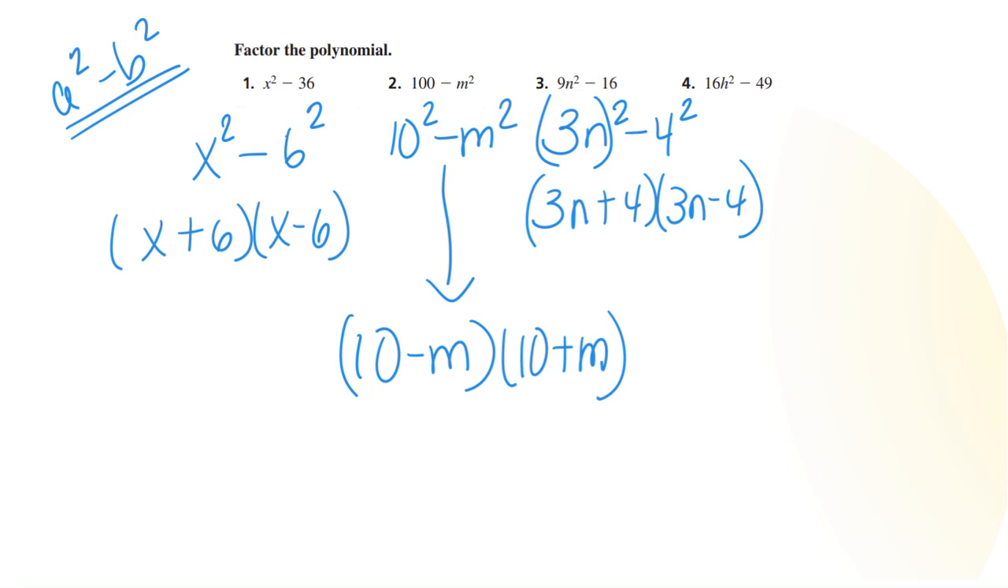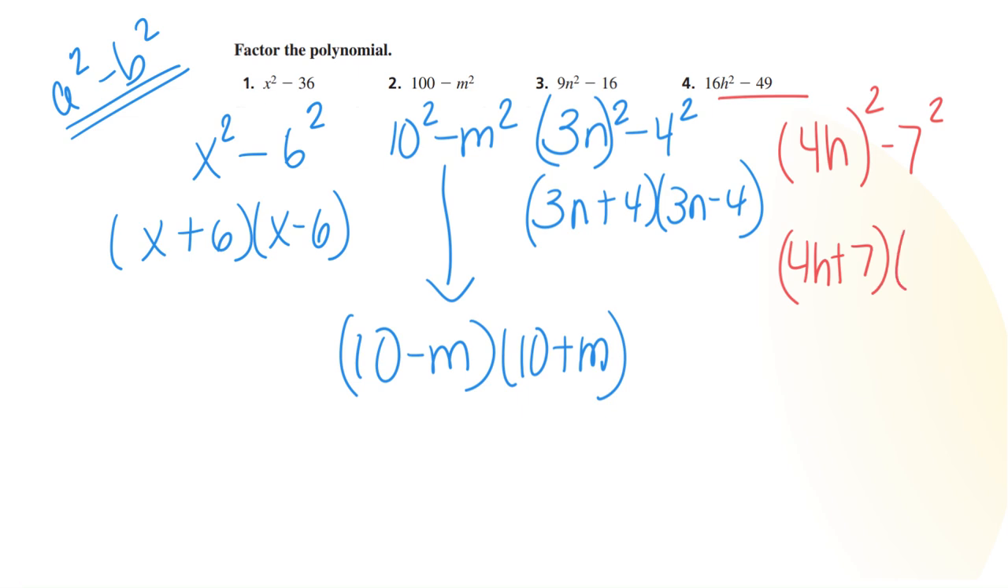And finally, we have 16h squared minus 9. Rewriting it in the difference of two squares pattern, I'm going to have 4h squared minus 7 squared. My final answer will be 4h plus 7 times 4h minus 7. So if you really think about it, when you see the minus sign here, you're basically having a plus and a minus in your difference of squares.